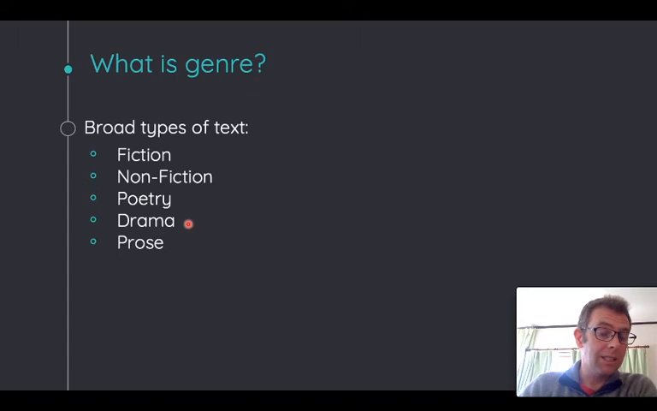Drama, any drama based text that's meant for performance, and again that has genres that it often shares with fiction and non-fiction, such as thriller, mystery, comedy. And prose is any text that is not written with rhyme or rhythm or meter. So they're the broad types of genre.